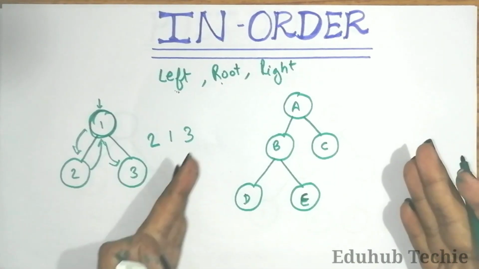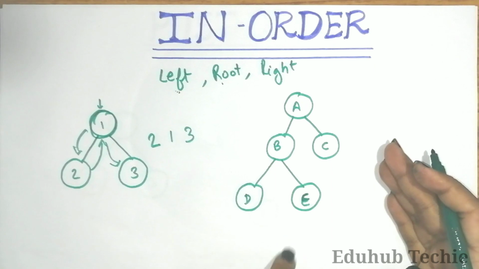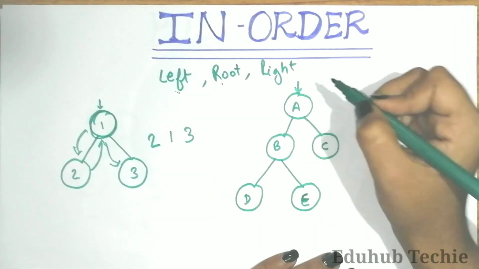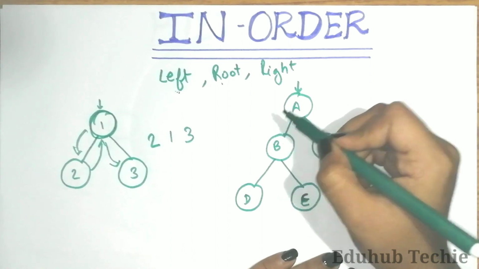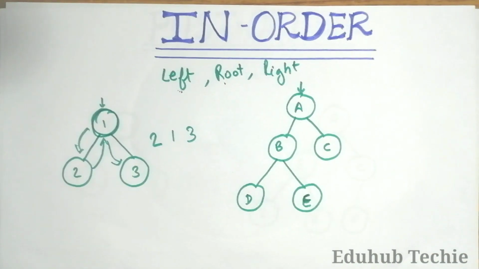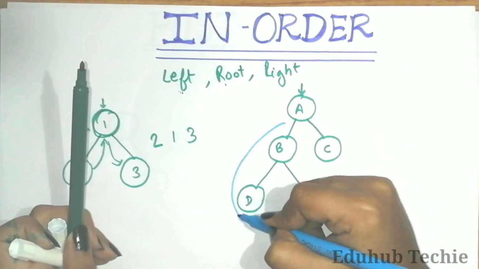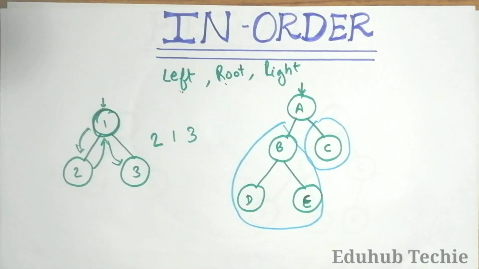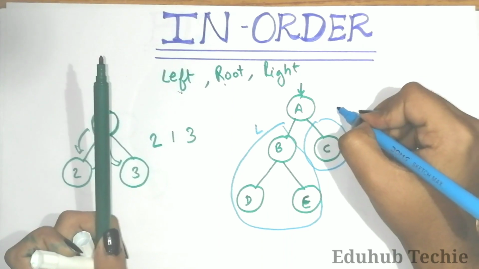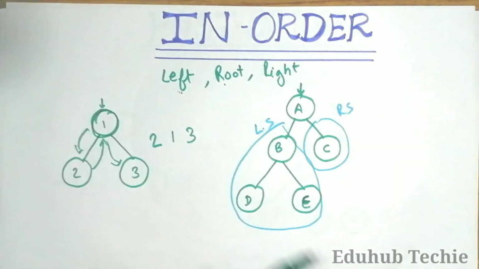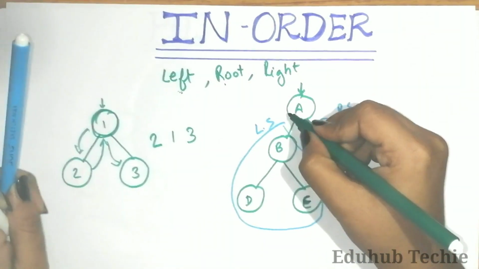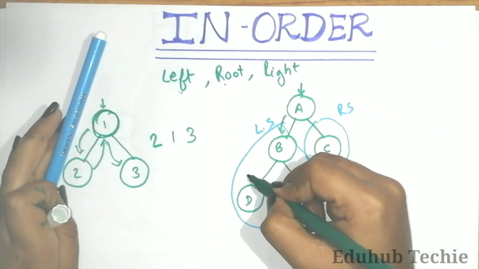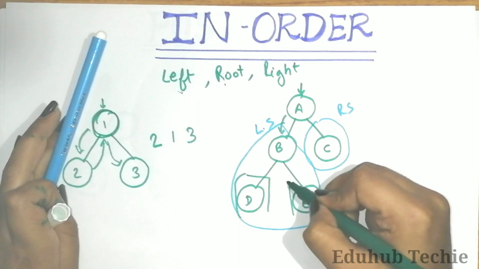Okay. Now we will see the in-order traversal in this tree. Okay. So which is the root? A is the root for these two, for this subtree and also for this. So A is the root node. It is the left subtree and it is the right subtree. Okay. So we'll move towards the left first. So we'll come to B. B is the root node for these two, D and E.